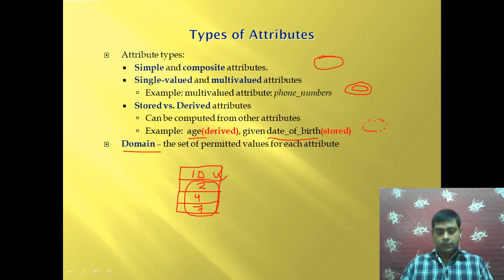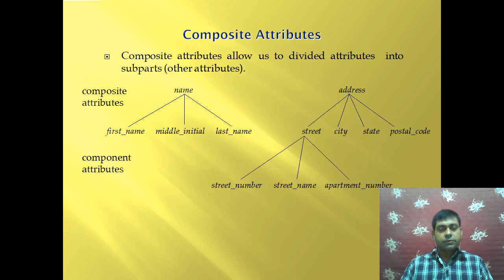Okay. Now coming to the next concept, the composite attribute. The composite attribute means an attribute which can be divided into parts, and the subparts must be meaningful. Like an atomic attribute is indivisible, that means we cannot reduce it. So that is an atomic attribute or simple attribute. But if we talk about the composite attribute, it can be divided into parts.